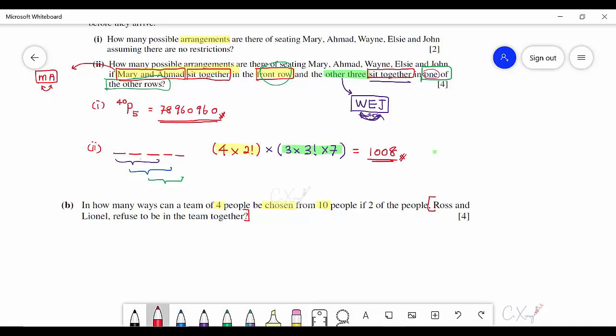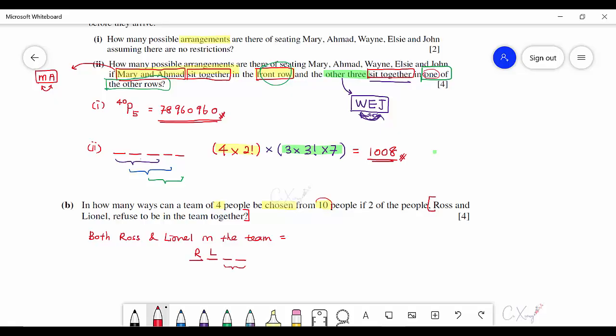That means I find out both Rose and Lionel in the team. So what is the possible combination? When both of them are in the team, that means 4 people, right? Rose and Lionel already occupy 2 spaces, so I still have 2 empty spaces.